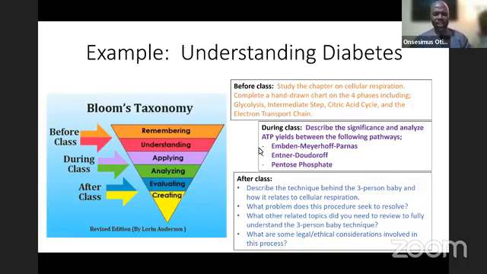All right. So after the students have seen all that playing out in class, then you can now send them home and say, okay, I have an assignment for you. And here is an assignment I want you to write a short essay on. The short essay is, describe the technique behind the 3-person baby and how it relates to cellular respiration. Okay, now what is a 3-person baby?